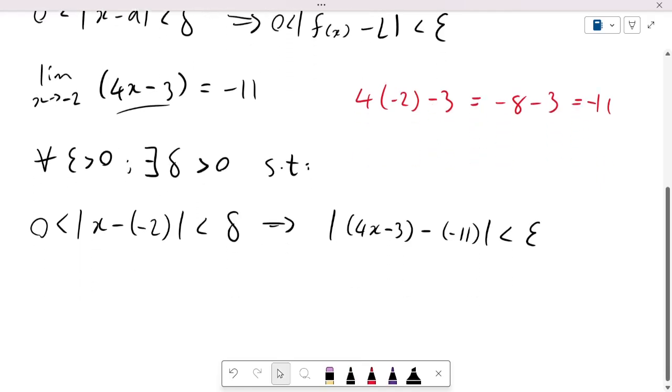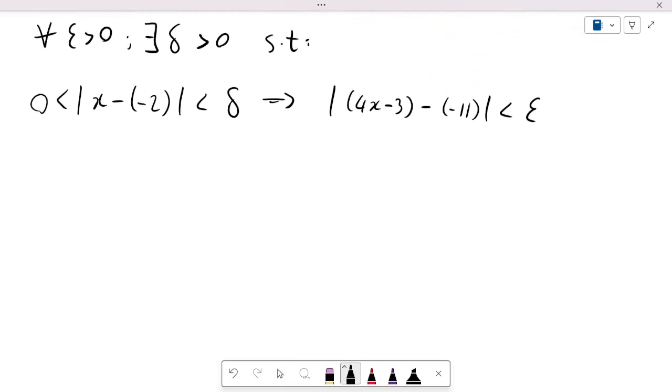Alright, so where do we start? First of all, we want to know which delta we must choose. We need to choose a delta, but how do we do that? First of all, we need to look at this. So we're going to put this on the side. We need to choose a delta. Now, over here, we're going to do the following.